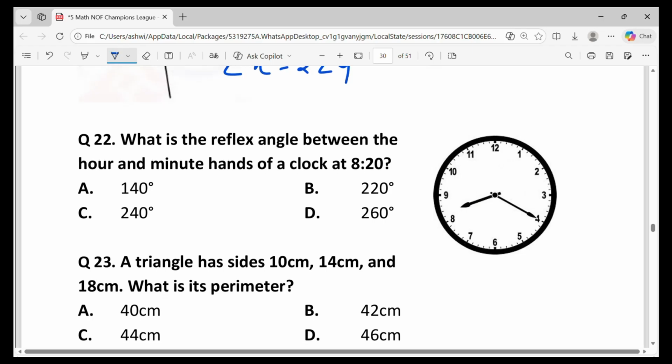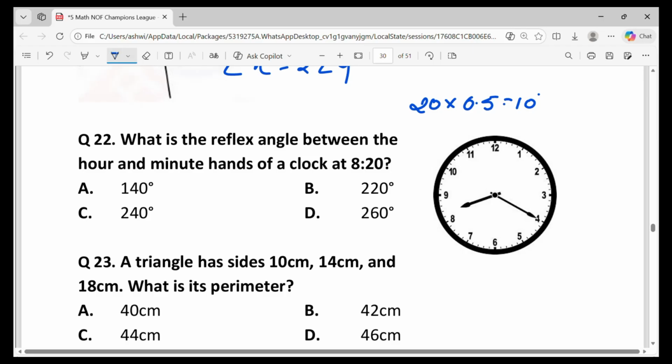Question 22. What is the reflex angle between the hour and minute hands of a clock at 8:20? At 20 minutes past the hour, the minute hand is approximately at 4 on the clock face. The hour hand is at past 8. It moves 0.5 degrees per minute. So after 20 minutes past 8, the hour hand has moved 20 into 0.5, that is equal to 10 degrees past 8. The angle between two adjacent numbers on the clock is 30 degrees.